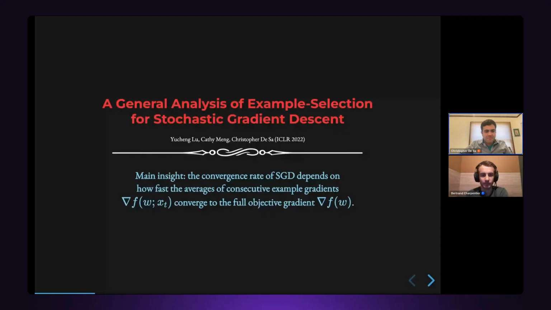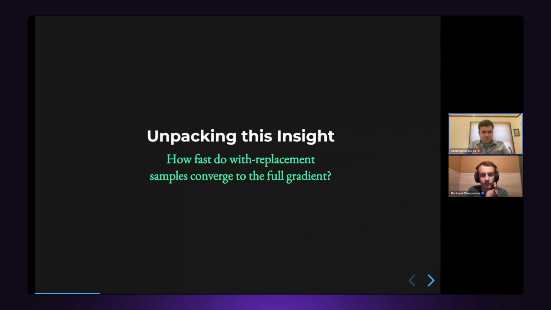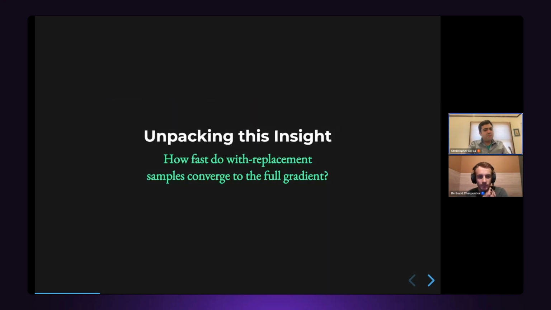Okay, so we did this. This is a paper from a couple of years ago, and our insight, our answer to this question, is that how fast SGD converges basically depends on, or scales with, how fast averages of consecutive example gradients in your order converge to the full objective gradient. And I'll show you what I mean.